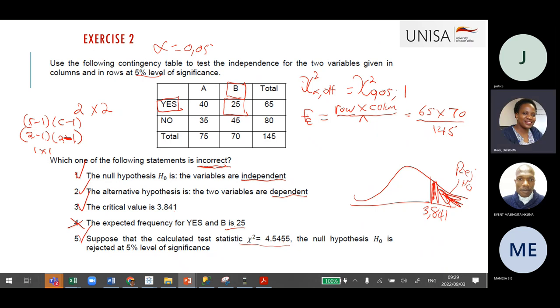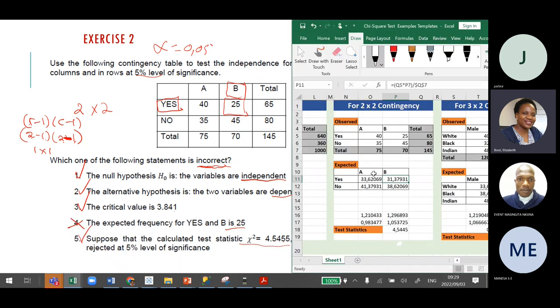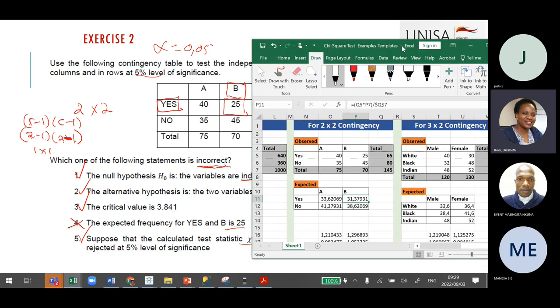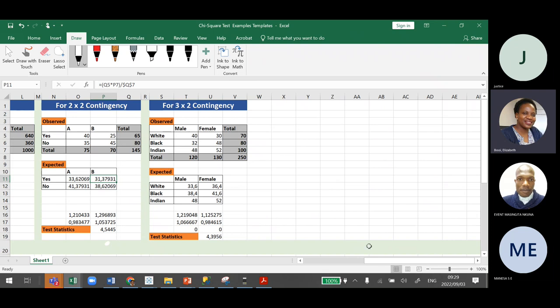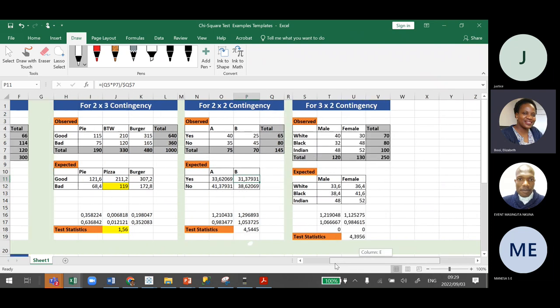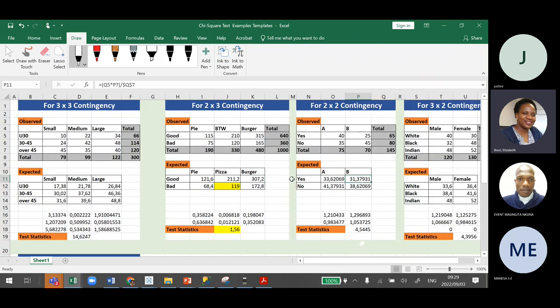So that is one way of answering the question by using the template. The templates are just there to help you with these long calculations that you have, especially now since you're writing online exams. There is nothing wrong with using this to help you. And also when you are doing your assignment, just see if you are able to use some of this template.